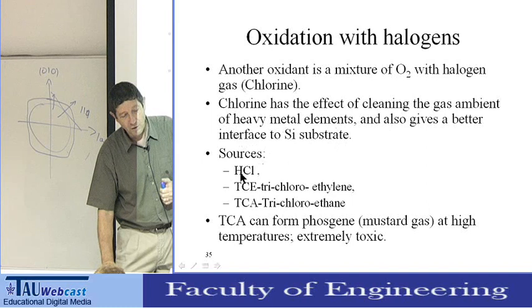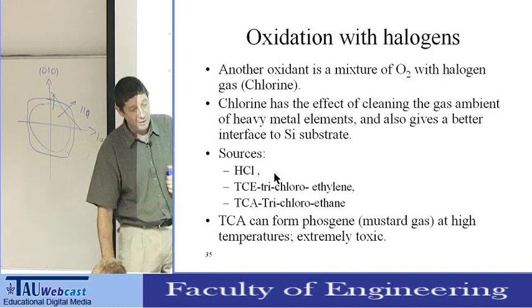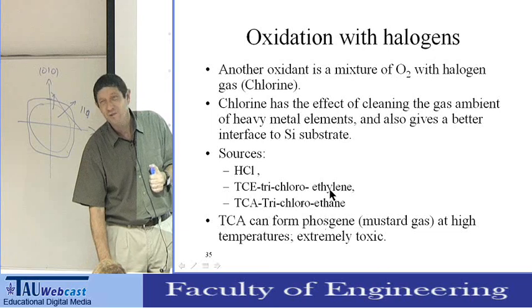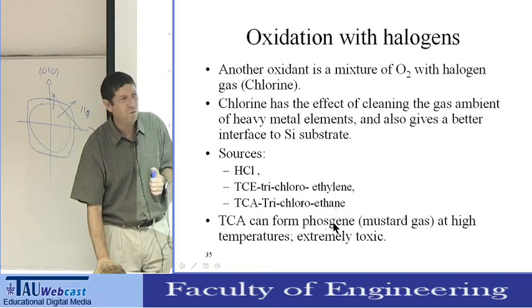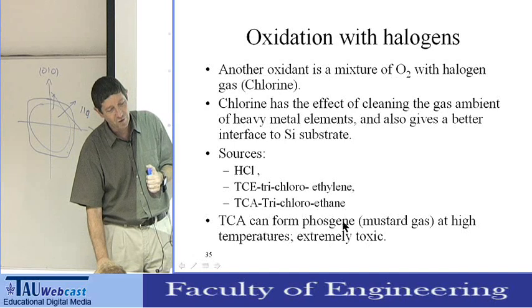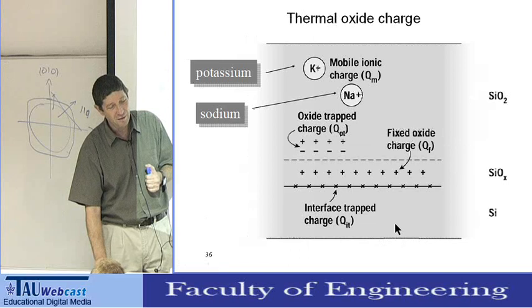You can use either HCl, direct straight HCl, which is very difficult to handle, or some organic gases with chlorine. The problem is they're quite toxic materials. Just be careful when you do it. For example, we used TCA in the past, but it created phosgene, mustard gas. So you have to be careful with these gases.